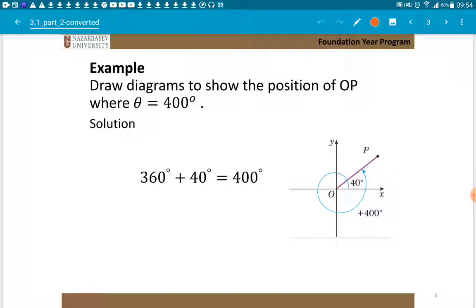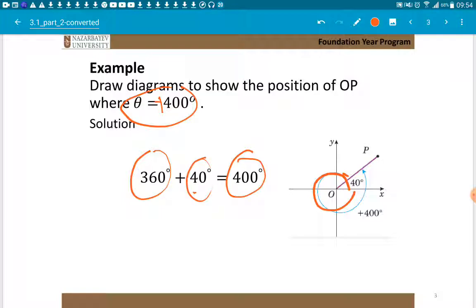So what they want: draw a diagram for 400. This is positive, so I need to move counterclockwise. That's the counterclockwise. So this is 360, I'm done. My 400 is split into 2 pieces, 360 plus 40. Then the only thing I need to go is 40 degrees. So this is 40 degrees, but it's equivalent to 400 degrees. Okay?